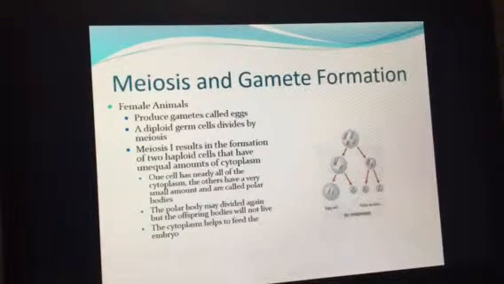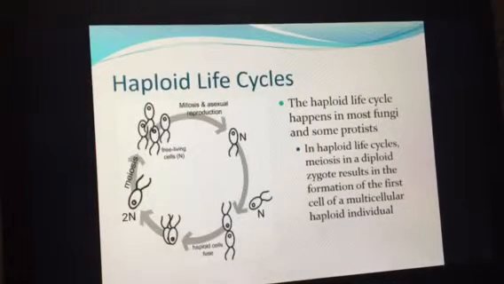So females will only produce eggs for a very short period of time in comparison to how long males can produce sperm. And males will produce new sperm their entire lifetimes. Females are born with all of the eggs that they will ever produce within their life. Now, there's millions of eggs in there, but still, it's all the eggs that you're going to produce in your life. So now we have haploid life cycles.